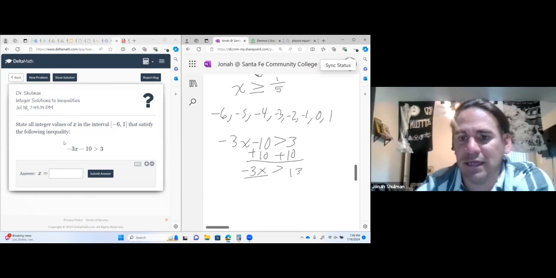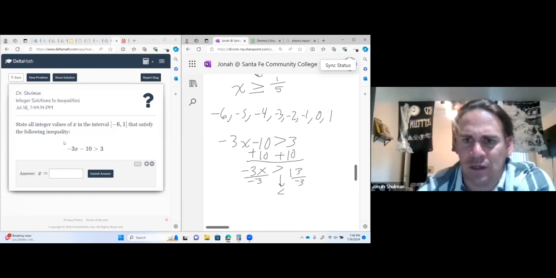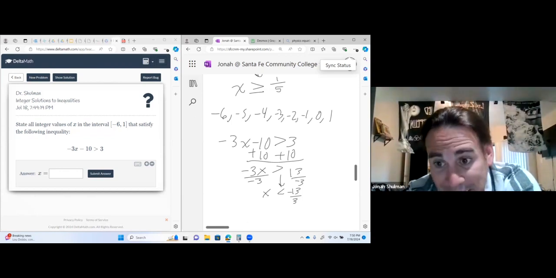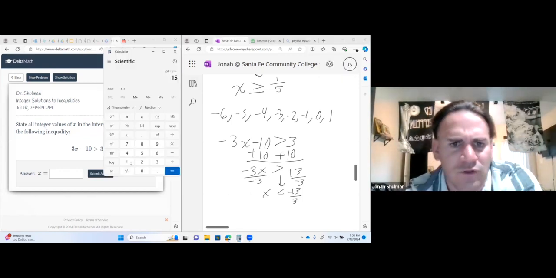Now we're dividing by a negative, so this is going to flip. So x is greater than -13/3. Now, oh, sorry, it's less than -13/3. Let me move my head. There we go. 13 divided by 3.